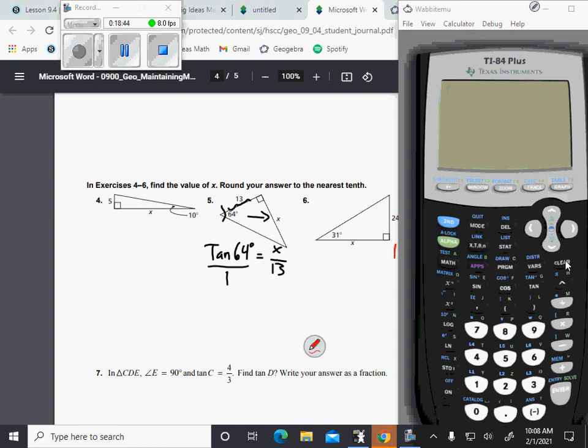Now what can I do? I can cross multiply. So I can say 13 times the tangent of 64, so it'll be equal to 26.65. That's going to be equal to x, right? Yeah, because 1 times x. So x equals 26.7. It roughly equals 26.7. All right.